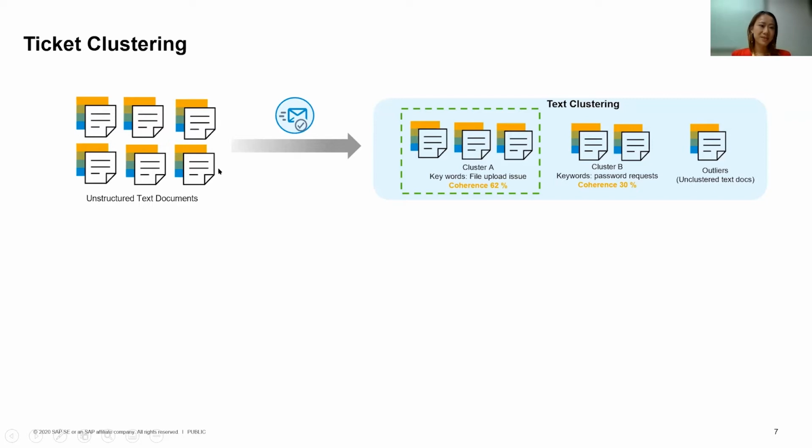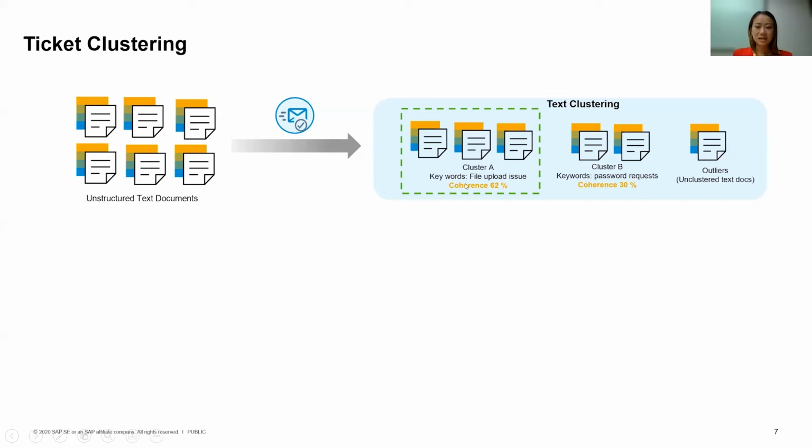In essence, behind the ticket clustering feature there's a text clustering engine running. If you imagine there are 6 unstructured text documents here, with the ticket clustering engine we get 2 clusters out of these 6 unstructured text inputs. Of course, there's an outlier that doesn't fall into any of the clusters. For each cluster, we get the volume, or the number of text documents that fall under it, with some keywords to show the similarity or the overlap of these documents. And the coherence score means how similar these tickets are within each of the clusters.